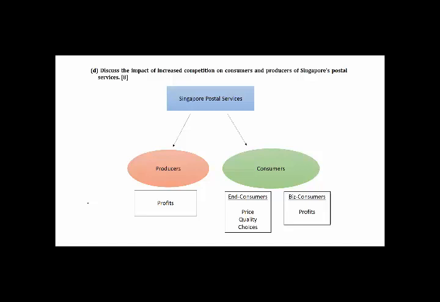Because it's a high order question, I think it's important that we actually apply the necessary question analysis as well as the schematic plan. So for question D, if we look at this question: discuss the impact of increased competition on consumers and producers of Singapore's postal services. You can see the command word here is discuss.